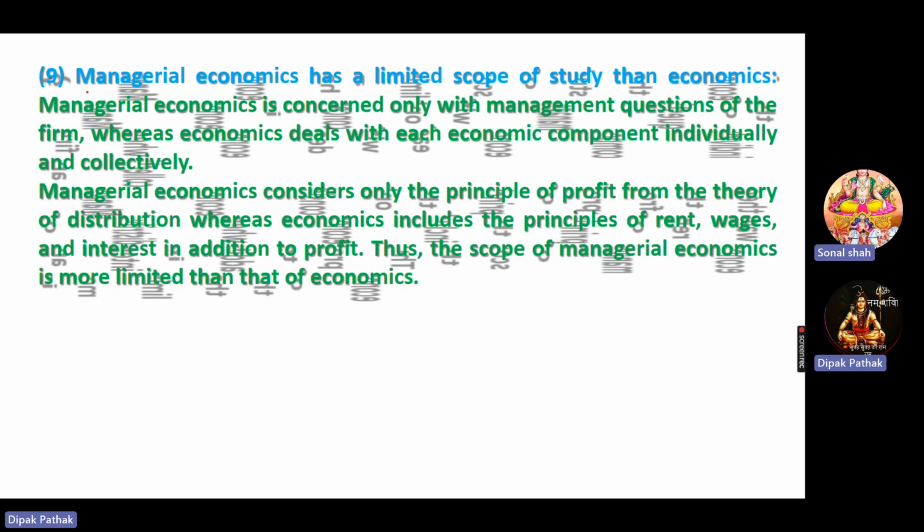Okay. Now, the ninth characteristic is that managerial economics has a more limited scope of study than economics, which is a banyan tree, the discipline of economic activities, general economics. Managerial economics is concerned only with managerial questions, whereas economics deals with each economic component and each factor individually and collectively. Managerial economics considers only the principle of profit from the theory of distribution, whereas economics includes the principles of rent, wages, and interest in addition to profit. Thus, the scope of managerial economics is more limited than that of economics.